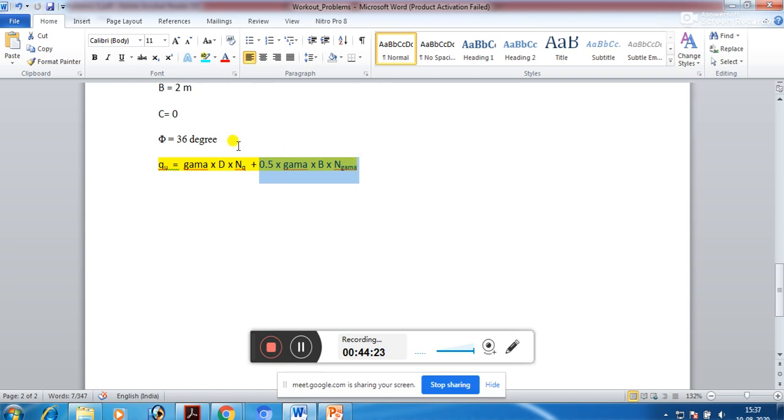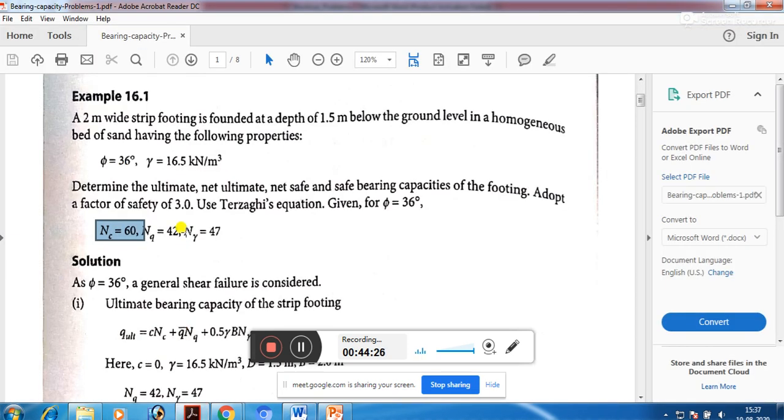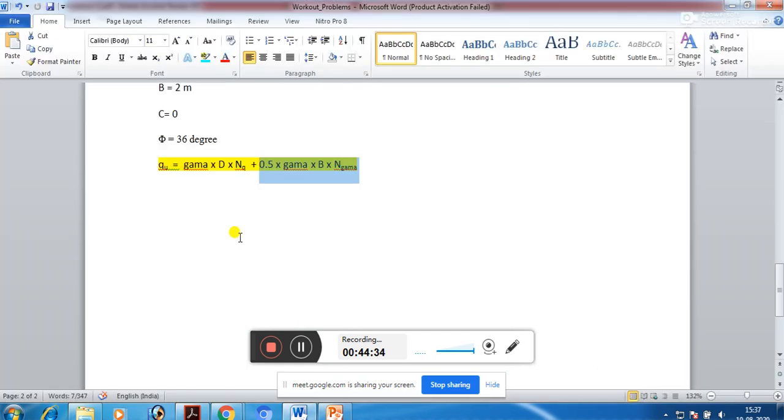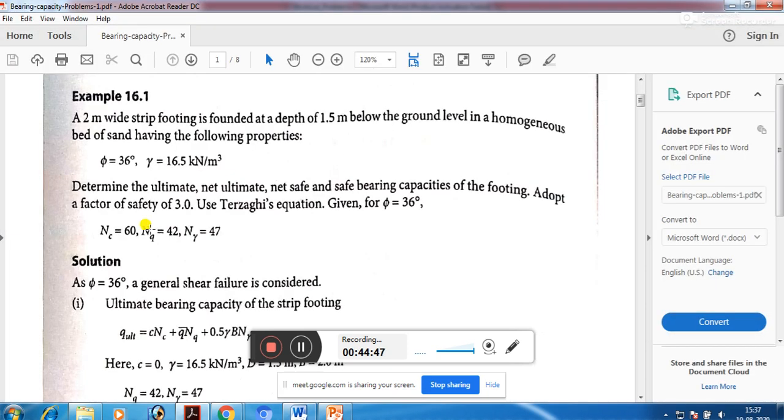Now you see all the other values are very well defined in this problem. The gamma is given, so gamma is 16.5. NC, NQ, N gamma are given, so you know what the values of NC, NQ, N gamma are. NC is not required as C is equal to 0. You know what the value of NQ is. You know what the value of N gamma is. So NQ value is known, N gamma value is known.